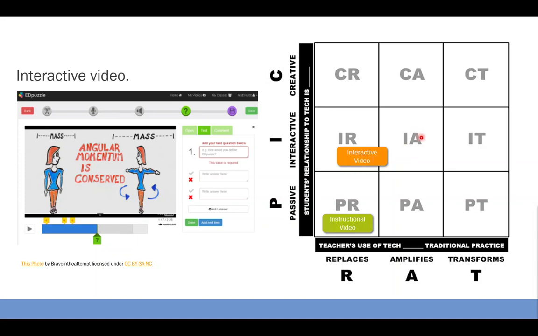Now, you might be able to say that it moves into amplifying instruction or amplifying traditional practice. For example, by having you answer these Edpuzzle videos, I'm able to see how each of you are thinking in response to each of the questions I ask. And that gives me more power to understand your learning. And so it amplifies what I could traditionally do in a classroom where it's more difficult to find out the individual thoughts of every student. So you could make a case that it amplifies instruction, but it's definitely on that interactive area.